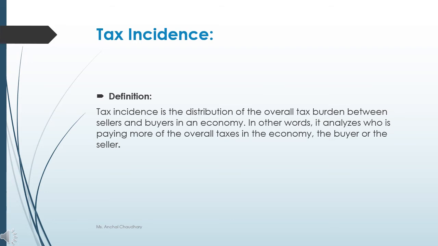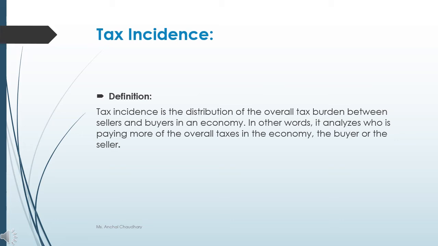Next is tax incidence. Basically, tax incidence is the distribution of the overall tax burden between the sellers and buyers in an economy. It's a legal method where you are just distributing your overall tax burden between seller and buyer. So there is no crime in doing this kind of thing. It's a legal thing where you are only distributing your tax burden.